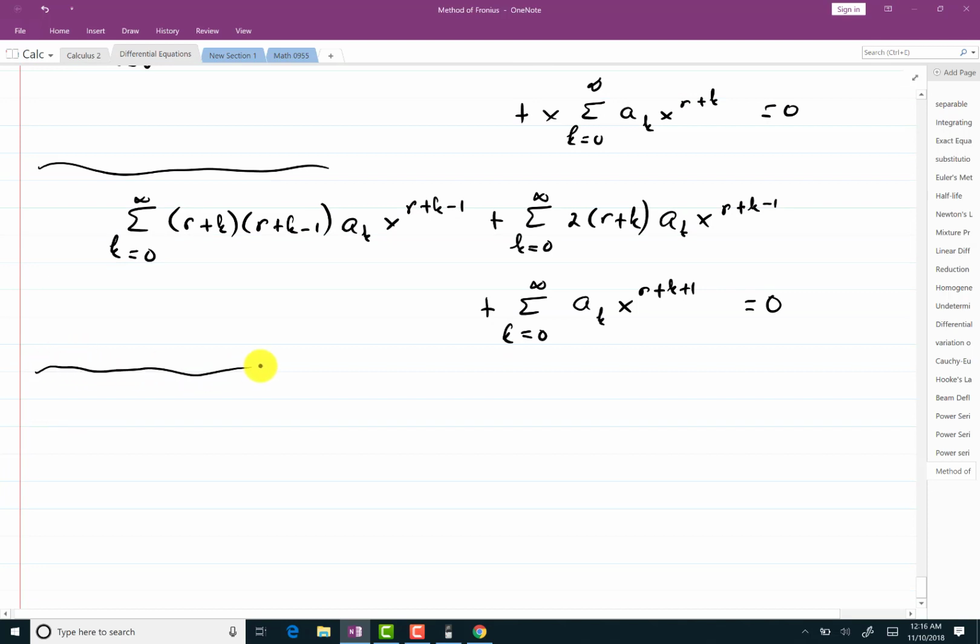Now, I'll go ahead and pull out my x to the r. And that will leave me, and at the same time here, since these are both going to be to the k minus 1, I'm going to go ahead and put those together.